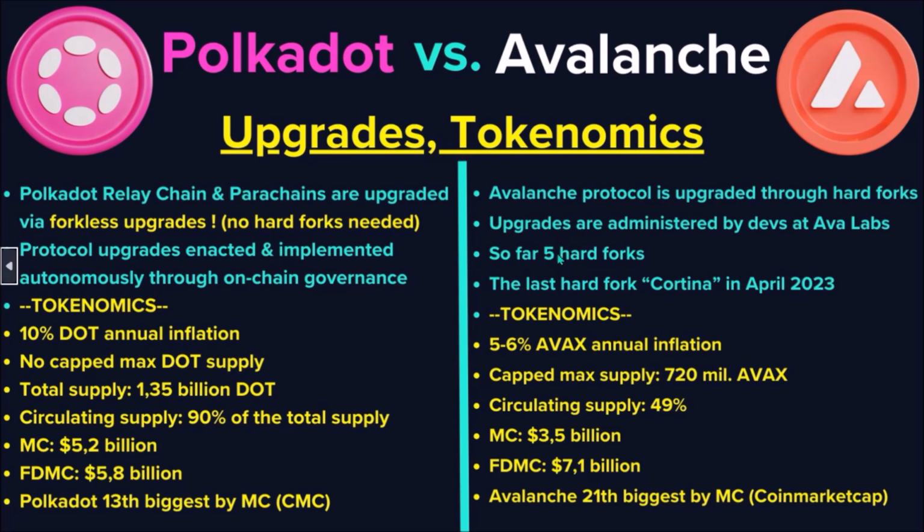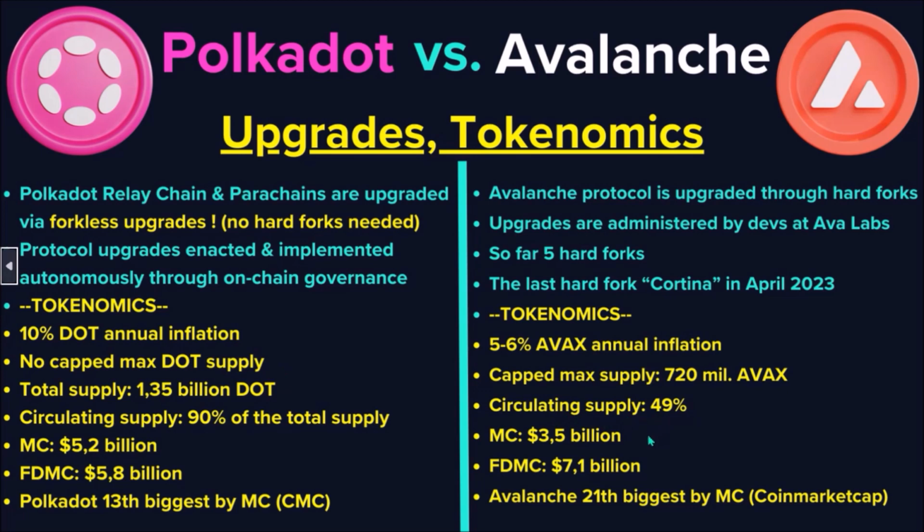So far there have been 5 hard fork upgrades of Avalanche. Now, tokenomics. Both Polkadot and Avalanche have annual inflation, Polkadot around 10%, Avalanche around 5%. Avalanche has a capped max supply of 720 million AVAX tokens, whereas DOT supply is not capped, so there is no maximum supply of DOT.